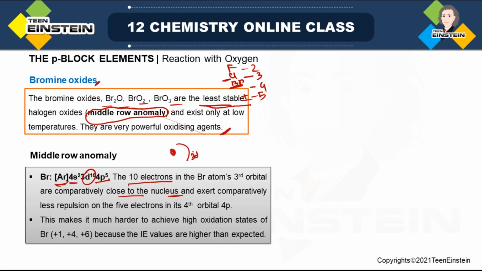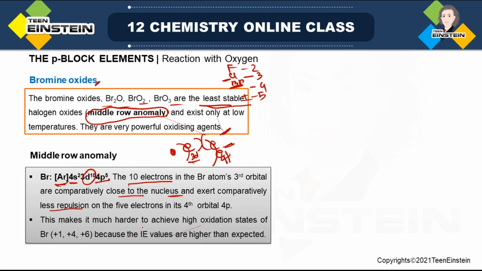So as a result, the repulsion with the 5 electrons of 4p is very less. So you cannot remove electrons from 4p5 easily, because if the repulsion between 3d electron and 4p electron is very high, then you can easily remove the electron from p orbital. But if repulsion is less, it is not easy to remove electron. And when it is not easy to remove electron, the corresponding oxides will also not be stable.